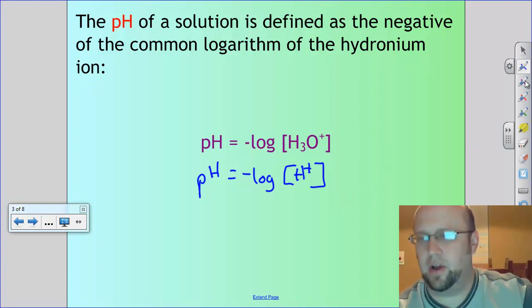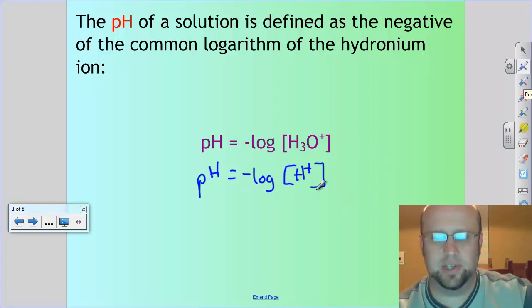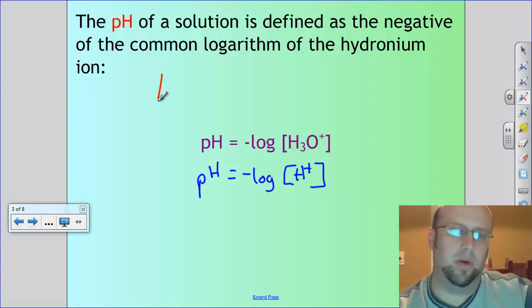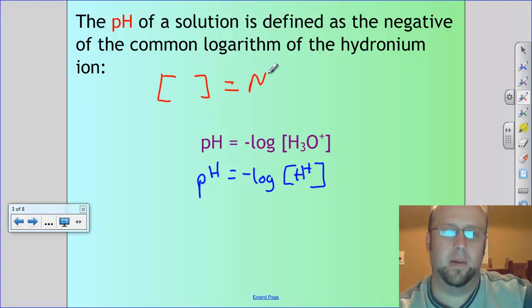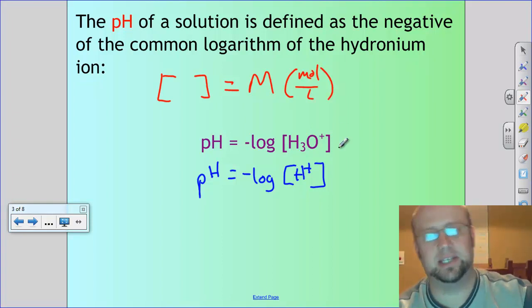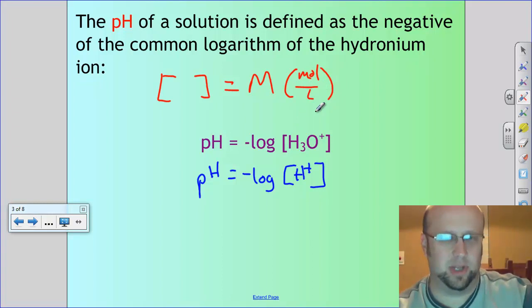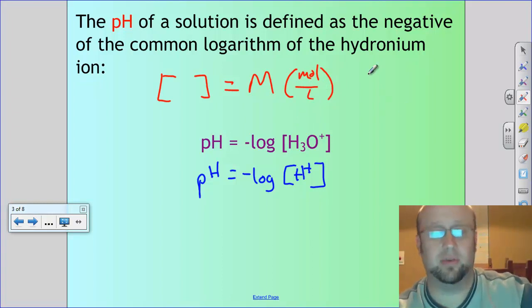And how you're going to be able to do these calculations: whenever you see anything in brackets, brackets of any kind mean molarity. Remember that molarity is moles per liter. We did that in the last section. So you may have to calculate it. Most of the time, probably not. It's probably going to be given to you in the problem. But you could calculate molarity and then plug it in to be able to find pH. So, relatively simple formula.